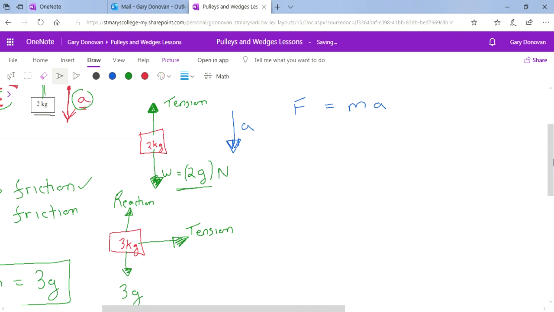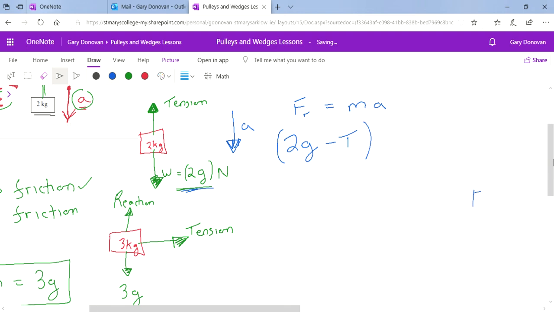So what's the force on this particle? Well, the force in the downwards direction will be 2G. But that's not the overall force on it. Remember last lesson we talked about resultant force. The resultant force will be 2G minus T, because the tension is pulling it back. So if I wanted the overall force on it, it would be 2G minus T.